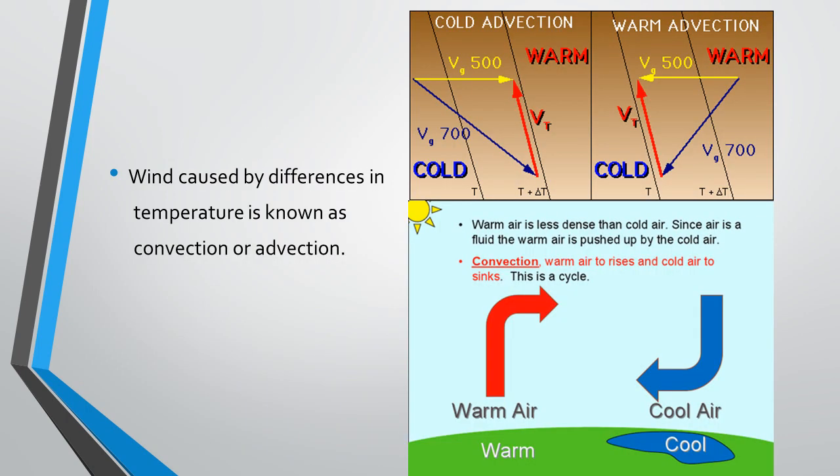Wind caused by differences in temperature is known as convection or advection. In the atmosphere, convection and advection transfer heat energy from warmer regions to colder regions, either at the Earth's surface or higher up in the atmosphere.